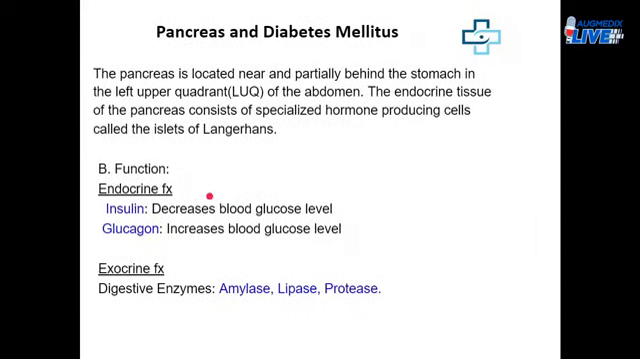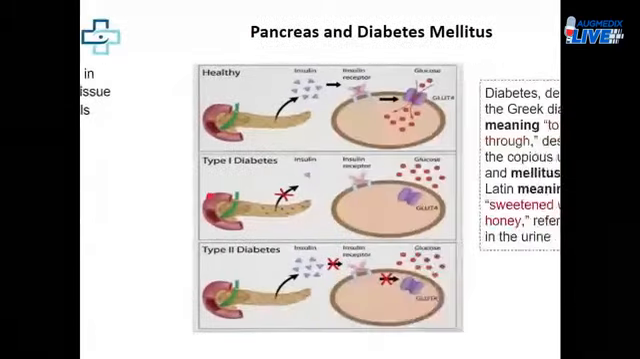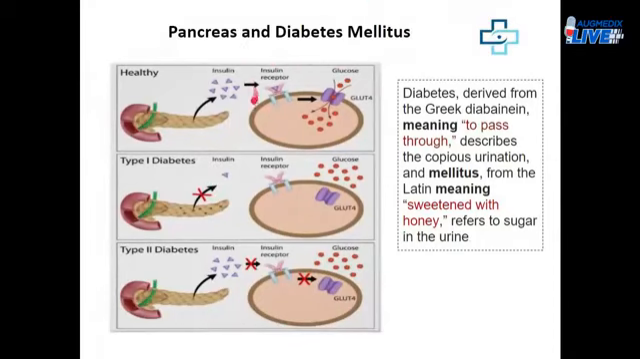Next is what is diabetes mellitus? To make it very simple, if a patient doesn't have insulin production, or the patient has a decreased rate of insulin production or abnormal insulin, in that case, this is known as diabetes mellitus. So either absence of insulin or abnormal insulin. So this is diabetes mellitus.